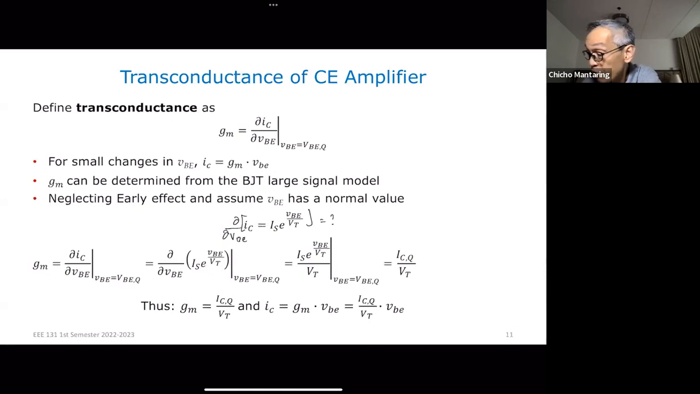However, because you have VBE over Vt, then you have to multiply the exponential function by 1 over Vt. In other words, you have to get the derivative of the exponent. So the derivative of this is IS over Vt times e to the VBE over Vt, which is what I wrote here. I'm sure you can do this. This is just a review of what you learned in your calculus. And we have to evaluate that at the quiescent point.